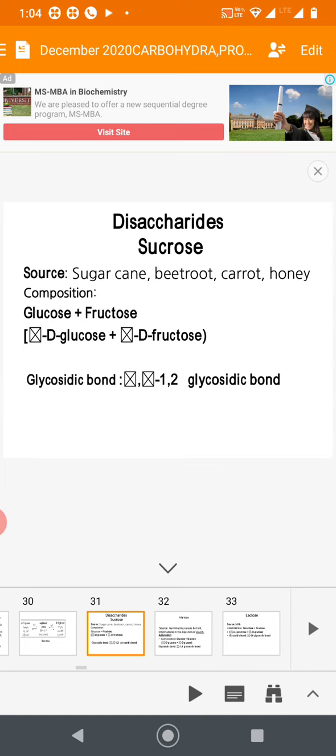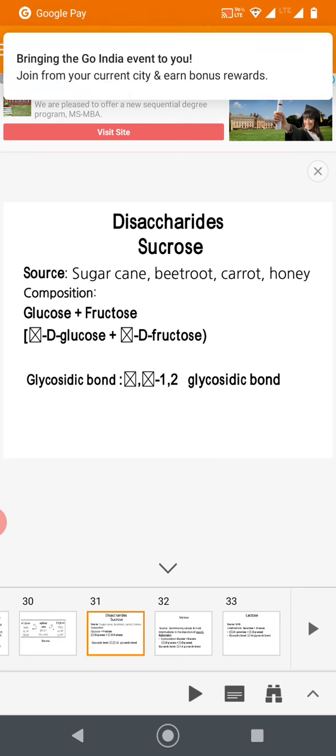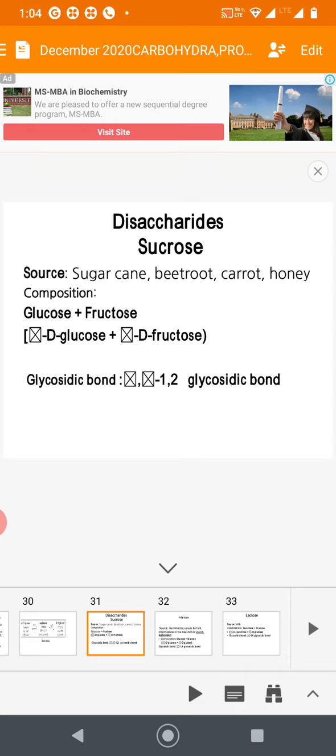So we are seeing disaccharides. On hydrolysis they yield two monosaccharide units. A common example is sucrose, which is table sugar, obtained from sugar cane. You have seen sugar cane, this is common. Beetroot, which is sweet, carrot, honey, very sweet, they all contain sucrose.